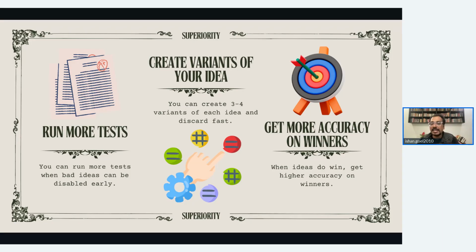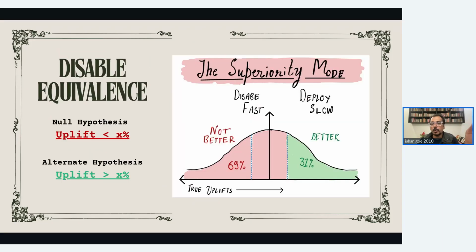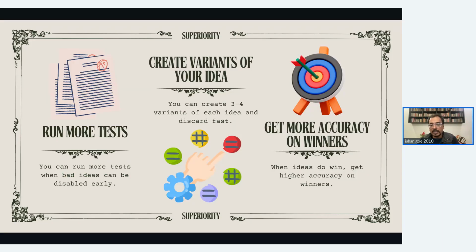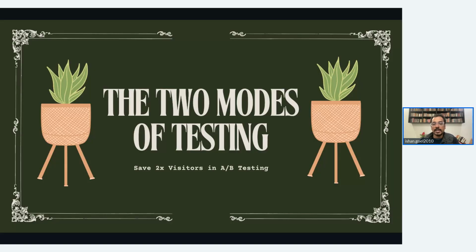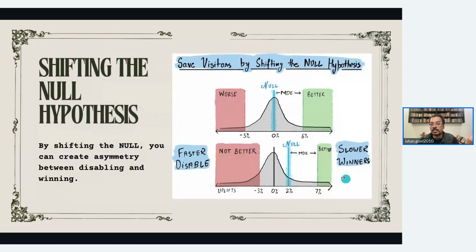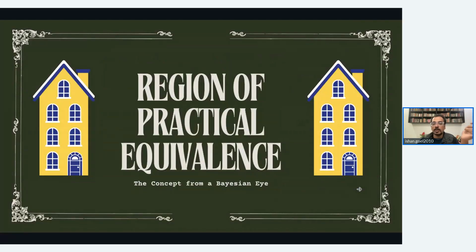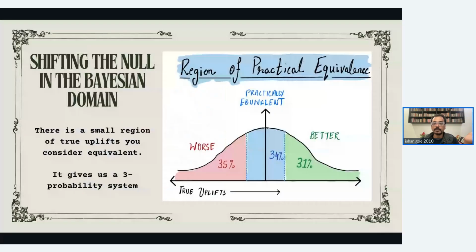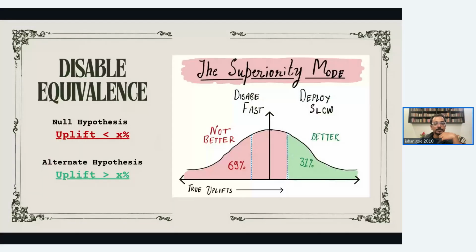Finally, another benefit of the superiority mode is that when you do get winners, they require more visitors, but they are also more accurate. If you look here, by shifting the null hypothesis, you are not considering anything below 5%, like 7%, to be a winner. So when you do get a winner, it will be more strongly confirmed. So that is the benefit of superiority mode of testing.